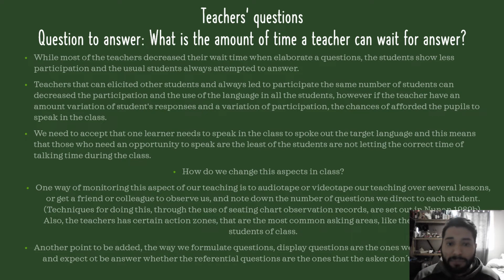While the teacher decreases their waiting time when elaborating their questions, the students show less participation than the usual students who always attempt to attend. As I said, when you have a minimum wait time of 1 second, 2 seconds, the range of students that can answer are always going to be the same ones that know the topic, that have a more complex language. What about the other students? What about the other students that don't have a complex language? Okay, that's why you need to have more waiting time.